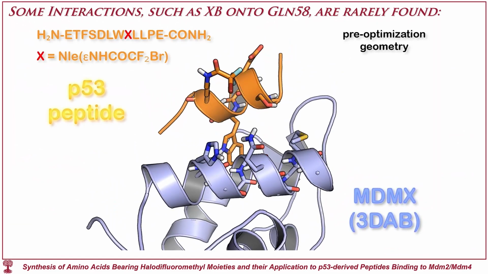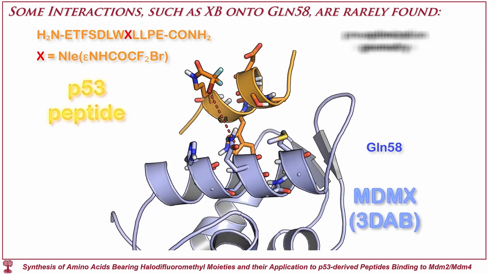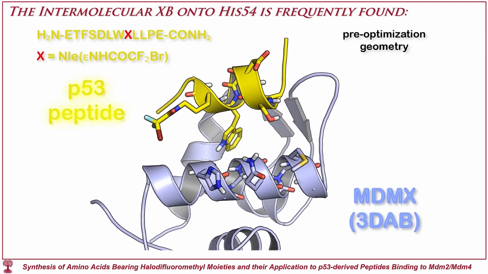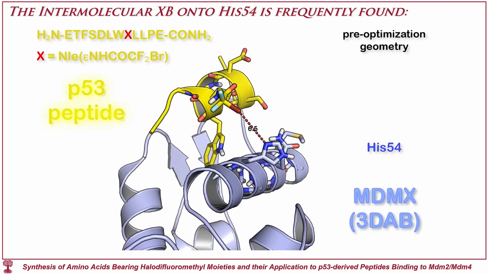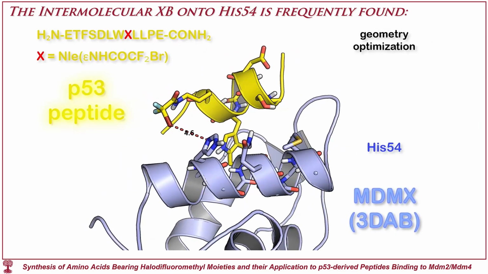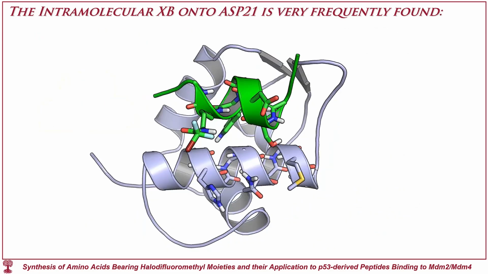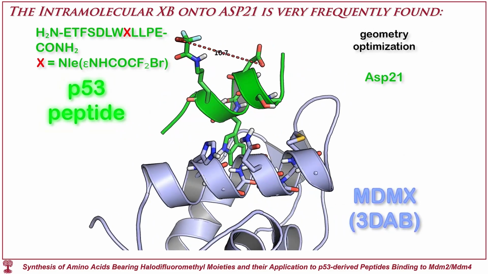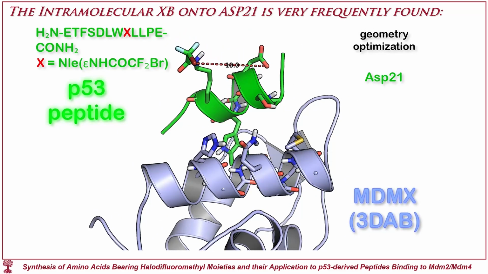Some interactions, such as the halogen bond onto glutamine 58, were rarely found. In comparison, the intermolecular halogen bond onto histidine 54 is more frequently found from different starting points in both binding site models. Interestingly, an intermolecular interaction with the charged aspartate in position 21 of the p53 peptide is found very frequently.